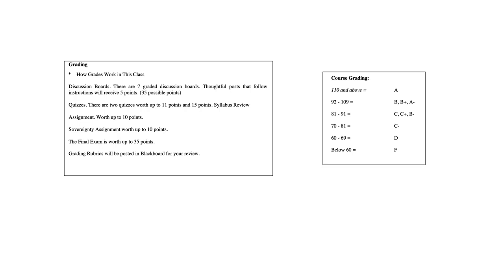Quizzes are based pretty much on reading comprehension and application. And then there's a syllabus review assignment, so after this you're going to take a syllabus review. That's 10 points. There's a sovereignty assignment that really gets into one of the readings. There's the final exam at the end. And again, I've provided grading rubrics to help you see how your progress is going. And over here on the point scale, you'll see what you would need to do to get the grade that you're hoping to get.